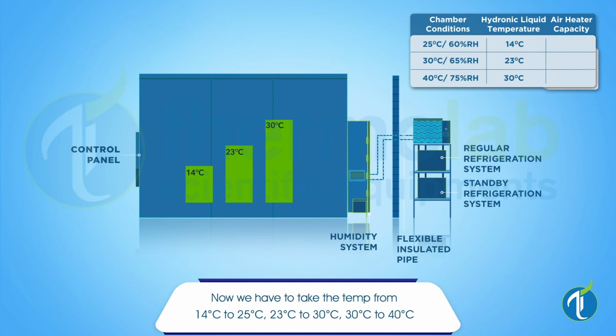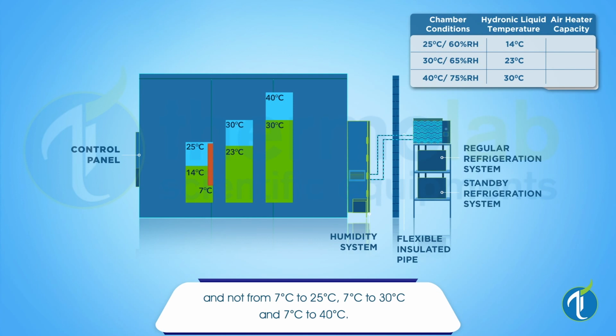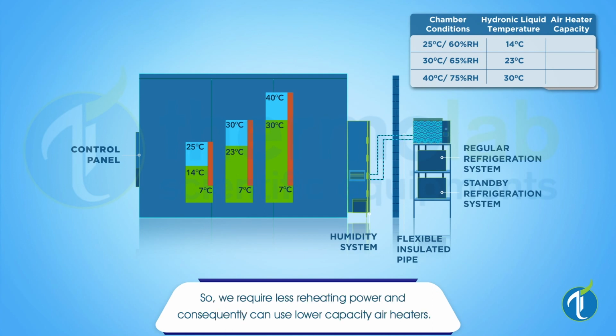Now we have to take the temperature from 14 degrees Celsius to 25 degrees Celsius, 23 degrees to 30 degrees Celsius and 30 degrees to 40 degrees Celsius, and not from 7 degrees to 25 degrees Celsius, 7 degrees to 30 degrees Celsius and 7 degrees to 40 degrees Celsius. So we require less reheating power and consequently can use lower capacity air heaters.